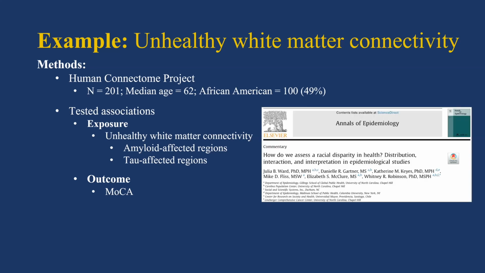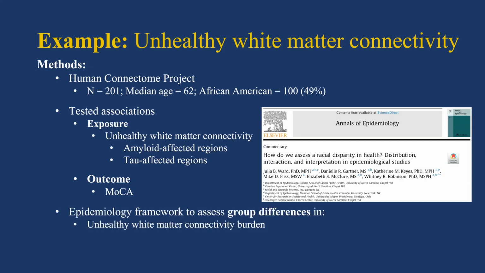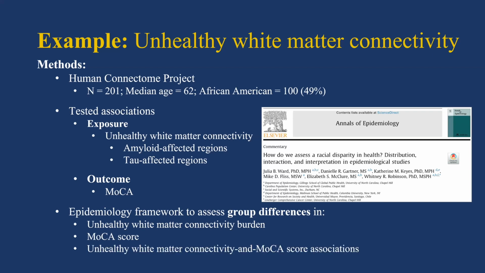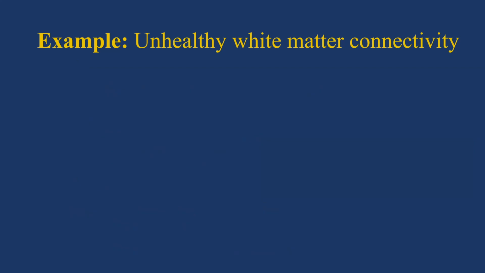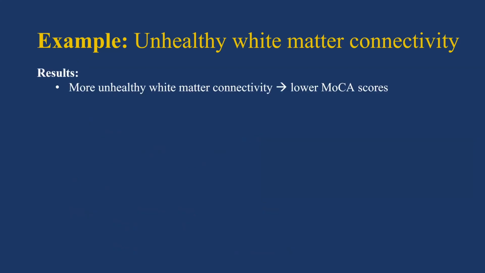And to determine if unhealthy white matter connectivity in amyloid and tau affected regions contribute to AD disparities, we used this epidemiological framework where drivers of disparities between groups are identified by examining group differences in the exposure, which here would be unhealthy white matter connectivity, group differences in the outcome, which here is MoCA, and then differences in the exposure and outcome relationship, which here would be unhealthy white matter connectivity and cognition associations. And what we found was that more unhealthy white matter connectivity in amyloid and tau affected regions was associated with lower MoCA scores in the whole sample.